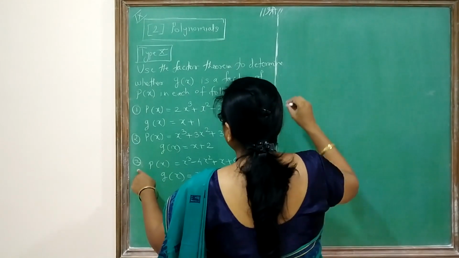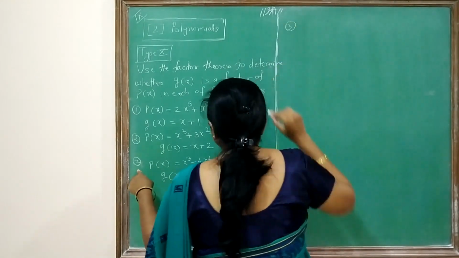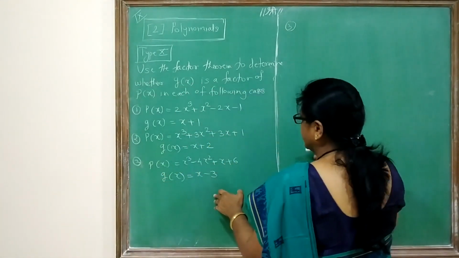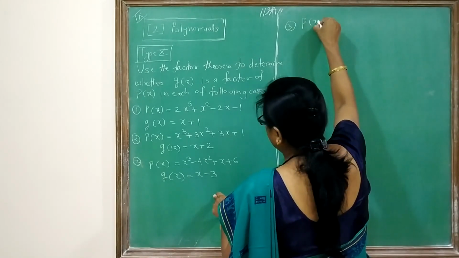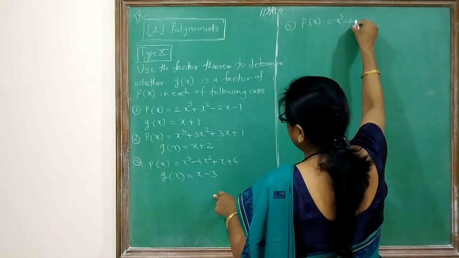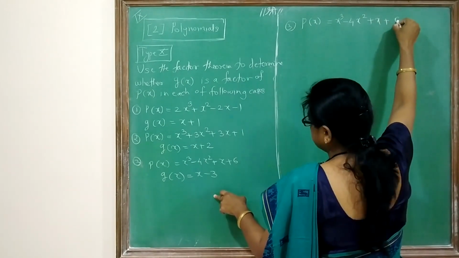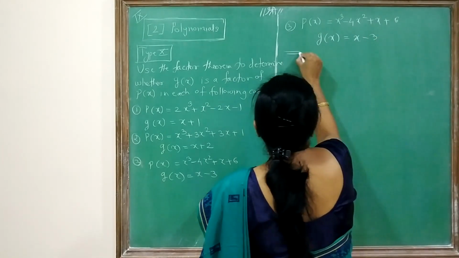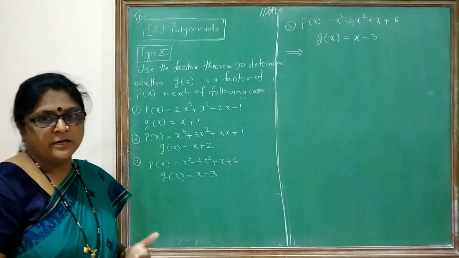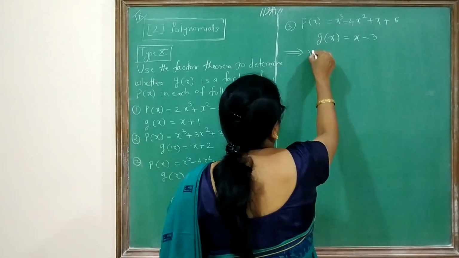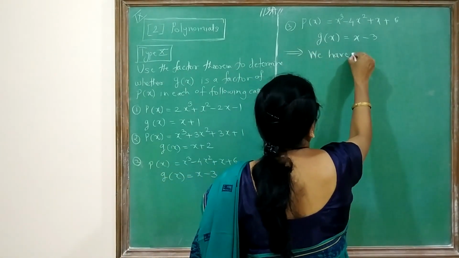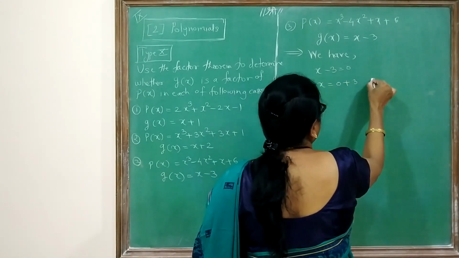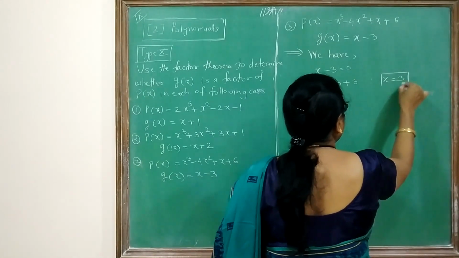Your second example is also same, then you can do your third example. Then p of x equal to x cube minus 4x square plus x plus 6. Then g of x equal to x minus 3. Then same type we can do, first we will write x minus 3 equal to 0, and therefore x equal to 0 plus 3, and therefore what is the value of x? X is 3.